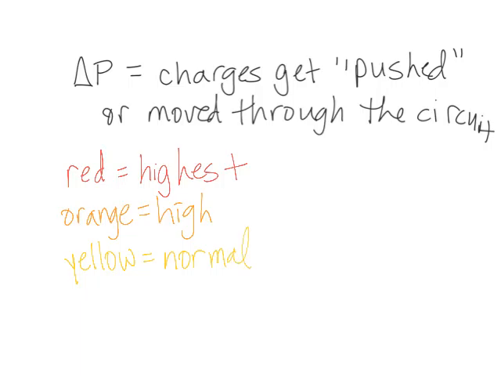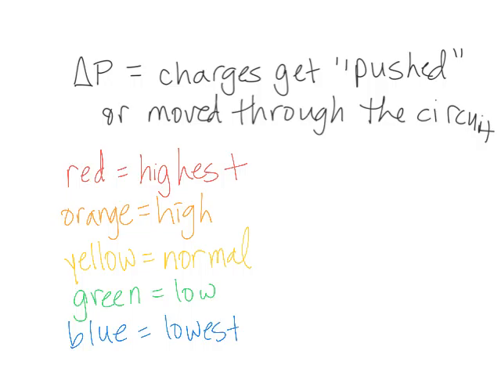So if you just pick up a wire and it's not hooked up to anything, just a wire that's sitting on the table, that's considered to have normal pressure. It's not high or low. And then next we have green, which would be considered a low pressure. And finally blue, and that's the lowest possible pressure.